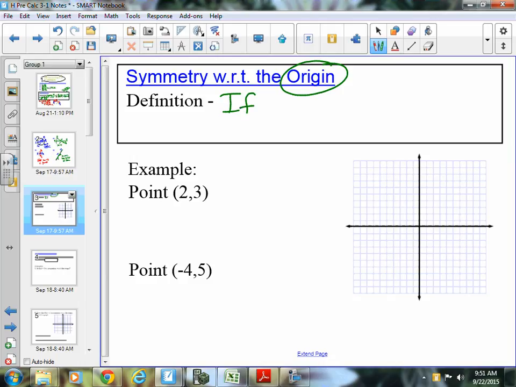If you have the point x comma y, so any given ordered pair, then if it has origin symmetry, that graph has to have the point opposite of x, opposite of y as well. So the x and the y both change sign. Let me show you an example of that.